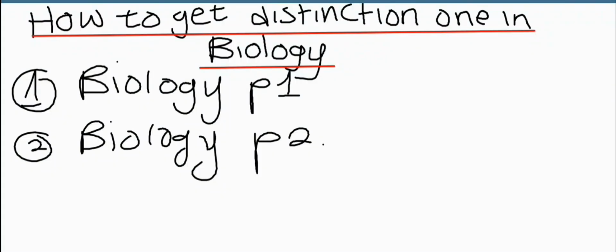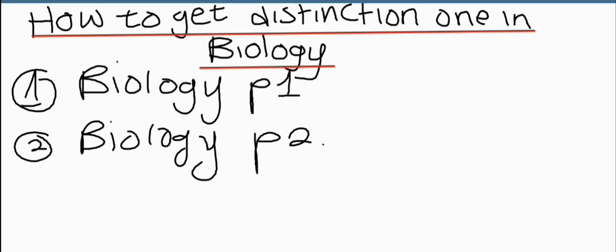Most of the time, students find it difficult to get 1 in biology, or distinction 1 in biology. So this video is going to help you know the ways in which you are going to kill the exam, or the way in which you are going to get distinction 1 in biology.